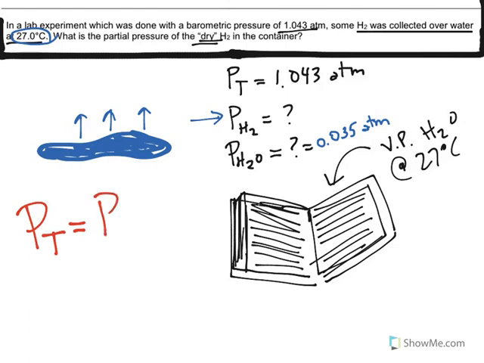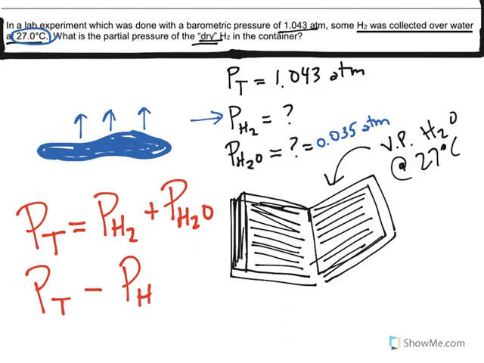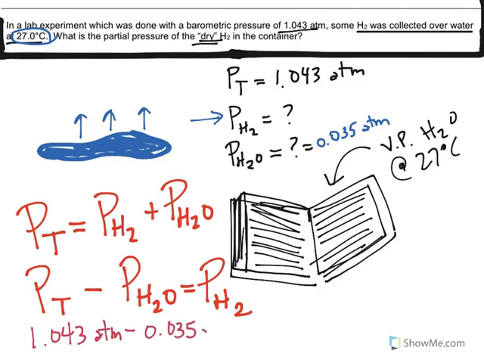Remember, the total pressure is equal to the sum of the partial pressures. Since we only have 2 gases present, all you have to do is subtract total pressure minus the partial pressure of water equals the partial pressure of hydrogen. So if we plug in those values, 1.043 atmosphere minus, we don't have to do any conversions, they're in the same unit, 0.035 atmosphere, we come out to the partial pressure of hydrogen, which ends up being 1.008 atmosphere.